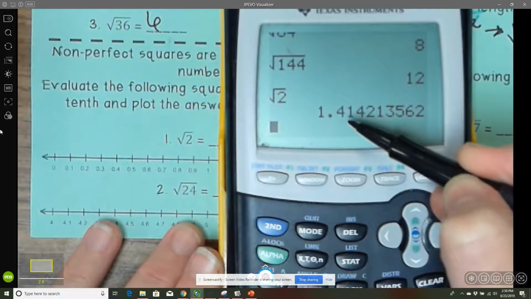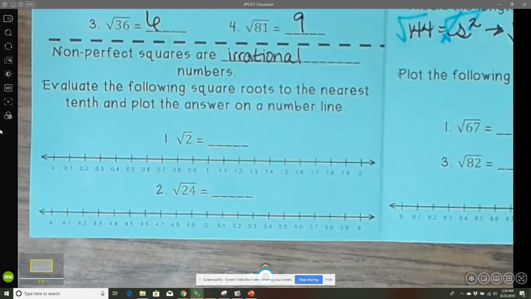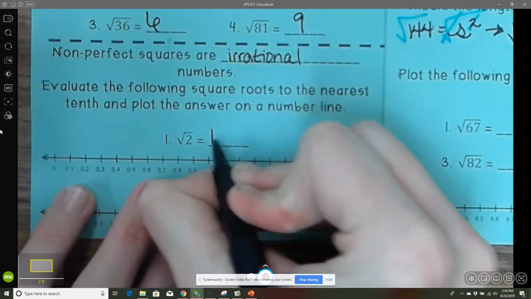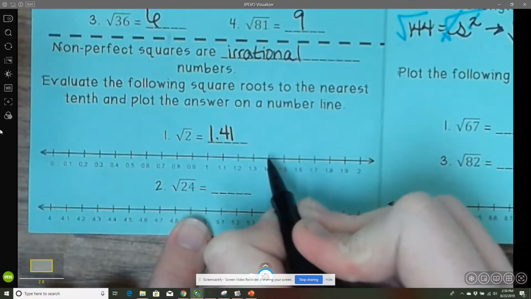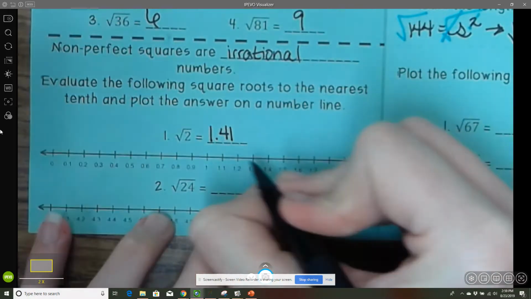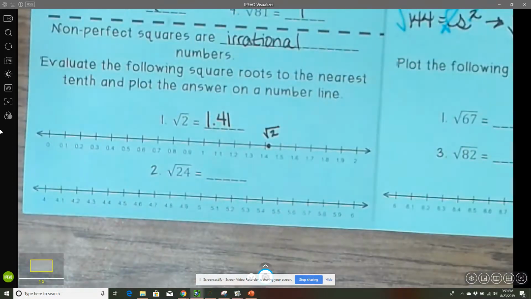If we round to the hundredths place, we look at the 4. The 4 says to stay the same. So our answer would be 1.41. On the number line, it's going to be a little bit more than 1.4, so we would put a dot there, and that would be the square root of 2.